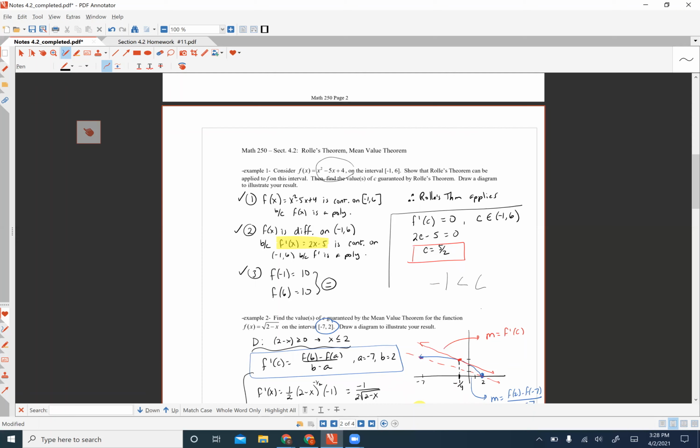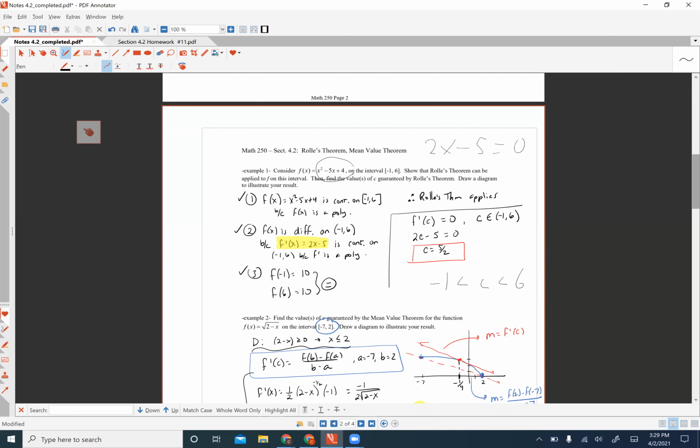Okay, so Rolle's theorem says that there's some point C in between -1 and 6 such that f prime of C is 0. In our case, because this problem is simple enough, we can actually solve for C. We know that the derivative of x squared minus 5x plus 4 is 2x minus 5. You just solve that for 0 and you get x equals 5 halves. And you can verify that 5 halves is in between -1 and 6.